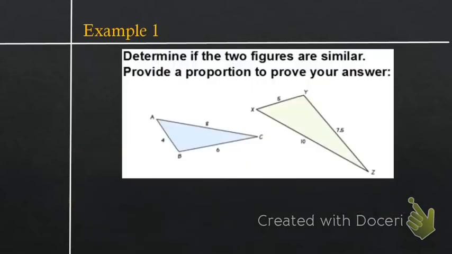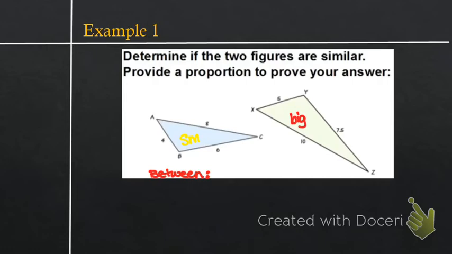All right, our first example. Here are your two similar figures. This is: determine if the two figures are similar, and provide a proportion to prove your answer. So it doesn't matter which side you choose. I'm going to label this one as my small triangle. Here is my bigger triangle. What I'm going to do is the between ratio. If you use the within, that's perfectly fine. It doesn't matter which one you use.